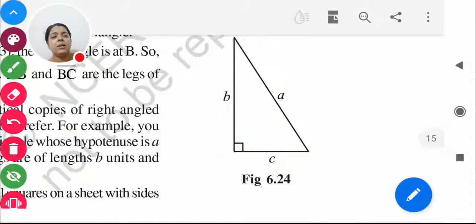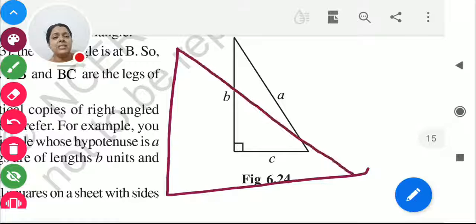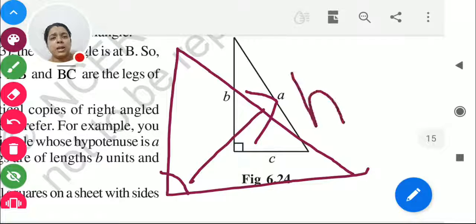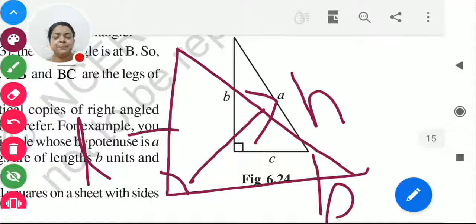In a 90-degree angle triangle, the side opposite the 90-degree angle is always called the hypotenuse. The side next to it is L and this is called B. We got to know this one. Now I'm coming to the rule.